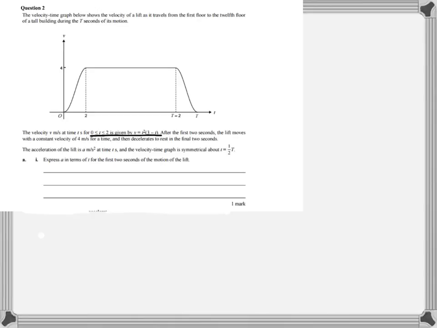Let's look at the question. Part A. Express a in terms of t for the first 2 seconds of the motion of the lift. So we really are just focusing on this part of the graph only. That's what part A is only pertaining to, only for the first 2 seconds. So all the rest of the information describing the graph and the graph itself is kind of a redirection, trying to confuse you a little bit. That's nasty. Alright, let's keep going.